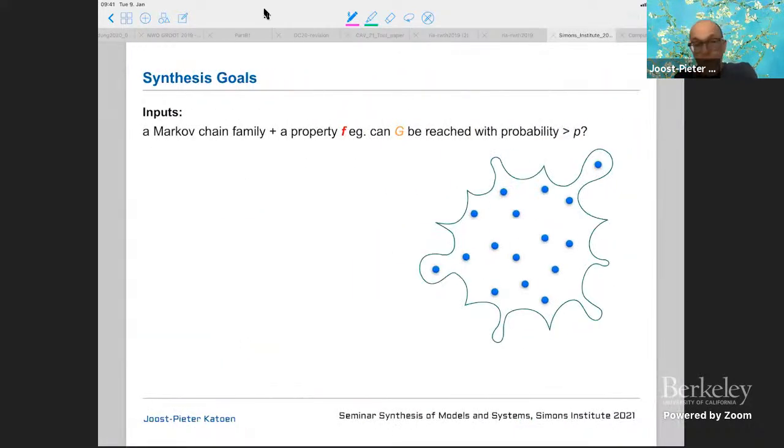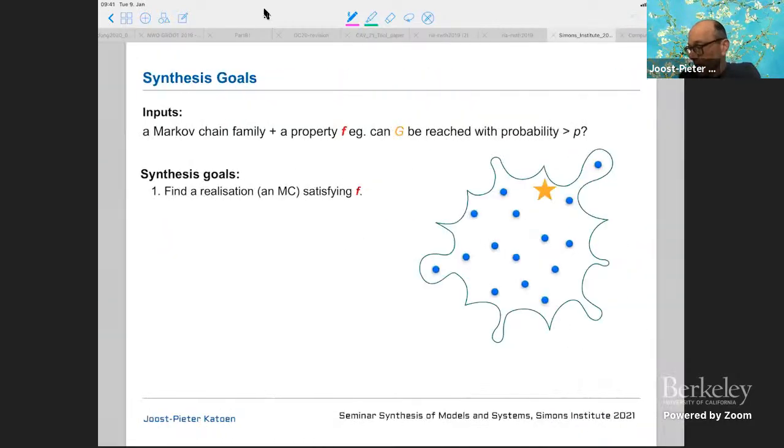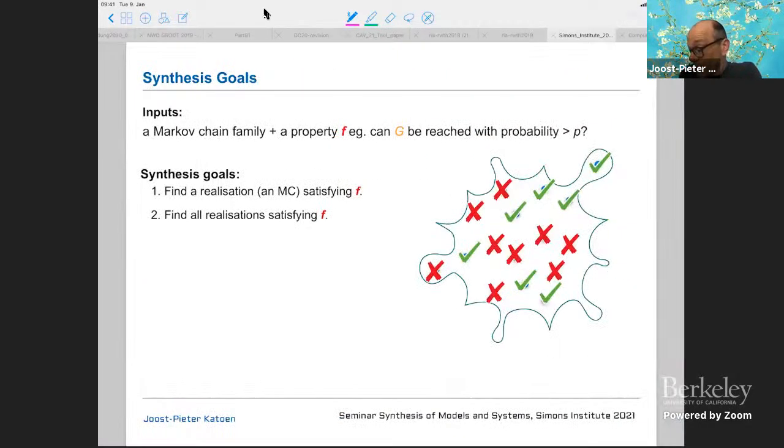Good. So what are we interested in? We are interested in having, as input, such a Markov chain family, this huge set of finite Markov chains, and a given property. The property could, for instance, be that we want to reach a specific good state with a particular high probability. And now we're interested in things like this. We want to find one Markov chain in the family, for instance this one, that satisfies our specification. Or we are interested in finding all realizations satisfying the specification.